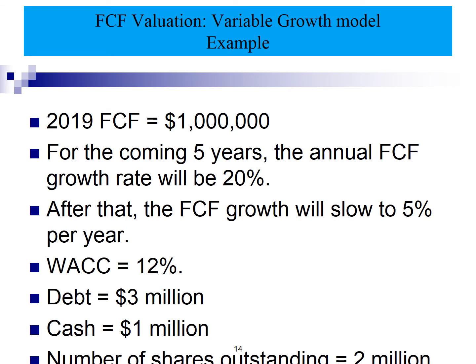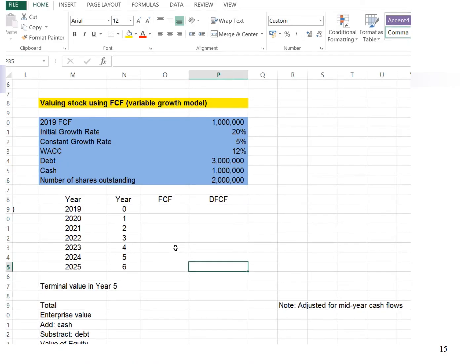In this example, we are going to calculate the share price based on the free cash flow valuation model. Here we assume a variable growth rate. I'm going to show you how to value a common stock using the free cash flow model based on variable growth rate. The input is given in the blue table.